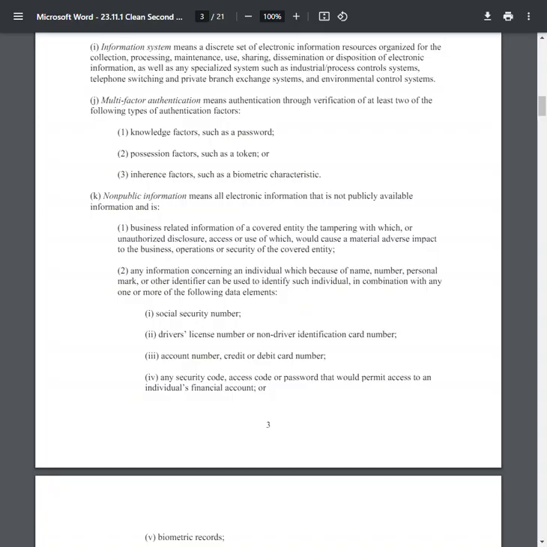Basically, a knowledge factor would be something you know, like a password or a PIN, and then possession factors would be something you have, like a smart card, a token, or a one-time password. And then inherence factor is something you are, so it's your biometrics, like your retina scan, your fingerprint, facial recognition, so things like that. So again, MFA would be the combination of something you know, something you have, and something you are.